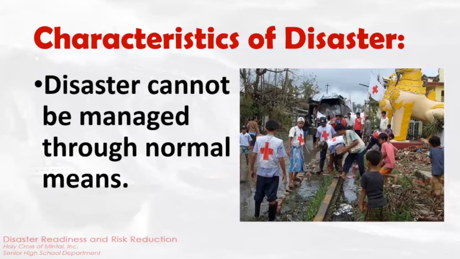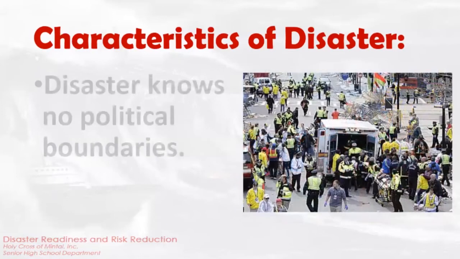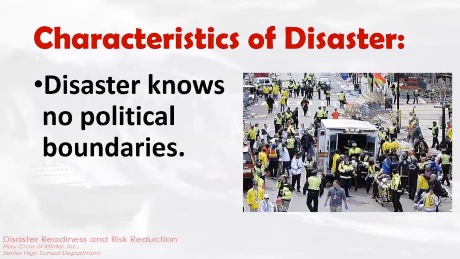Like for example, sa image natin dito, government plus Red Cross. Kasi may Red Cross dyan. Assuming they're a Red Cross team. Ayan. So, Red Cross is an NGO. Nagtutulungan sila. Both private sectors and public government agencies should work hand in hand para mas mabilis matugunan ang isang disaster. Another one, disasters know no political boundaries.